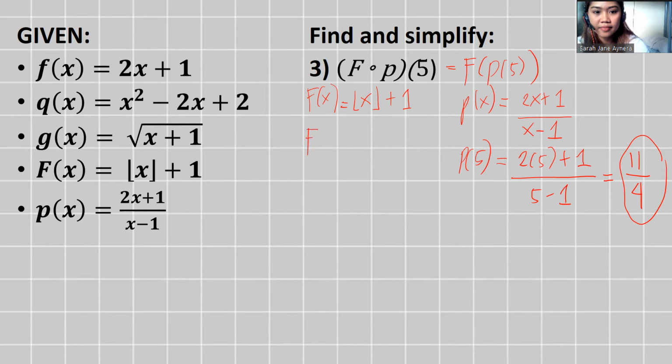So, f of 11 over 4 is equal to floor function of 11 over 4 plus 1. Ang 11 over 4 is just equal to, in decimal, 2.75 plus 1. So, yung greatest integer function of 2.75 is equal to 2 plus 1, that is equal to 3.